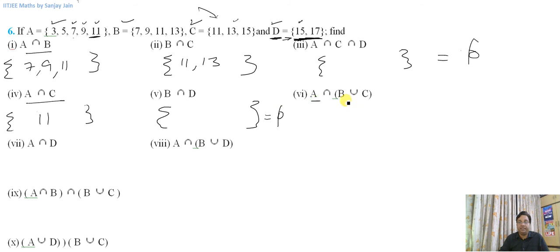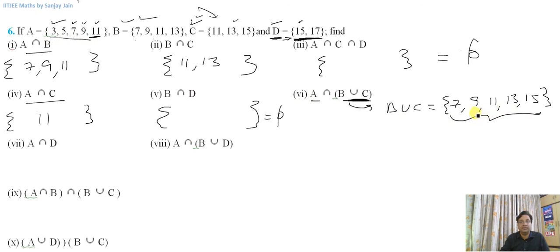A intersection B union C. So let me see B union C first. What is B union C? 7, 9, 11, 13, 15. So let me write B union C first: 7, 9, 11, 13, 15. Right? And now look at A. What is common with A and this set? 7, 9 and 11 are common. So this set will give me 7, 9, 11.